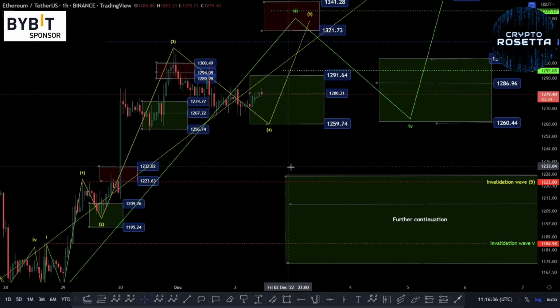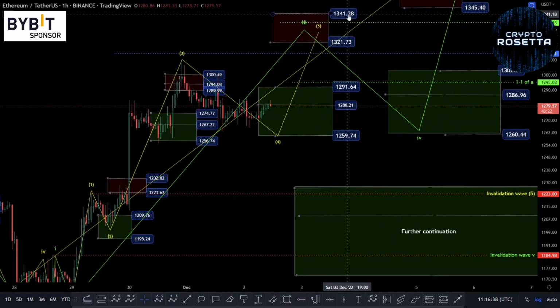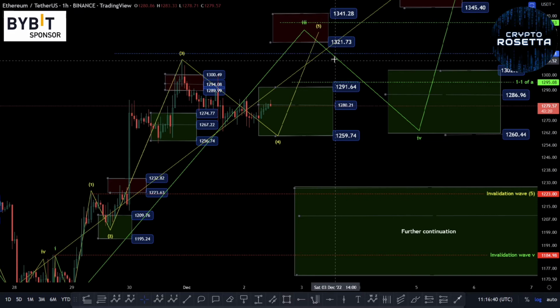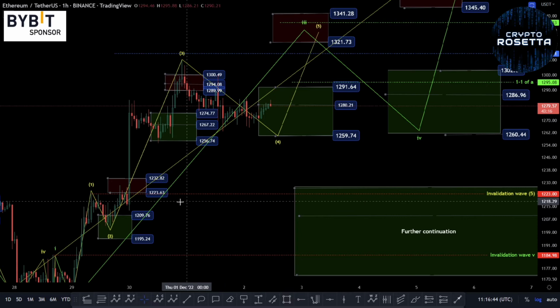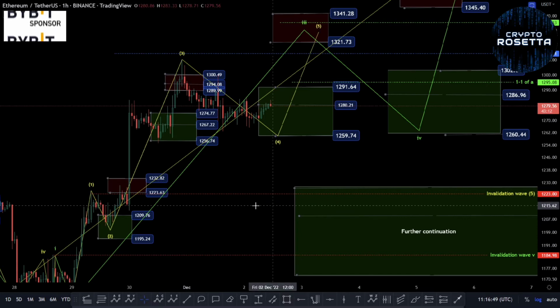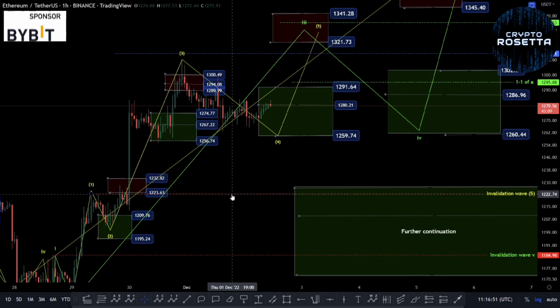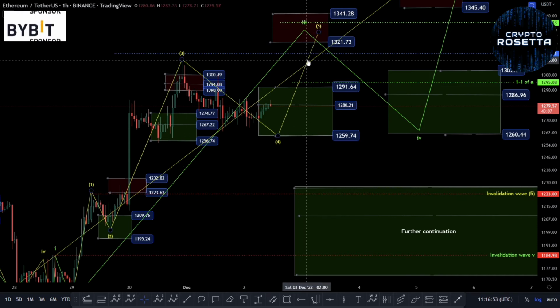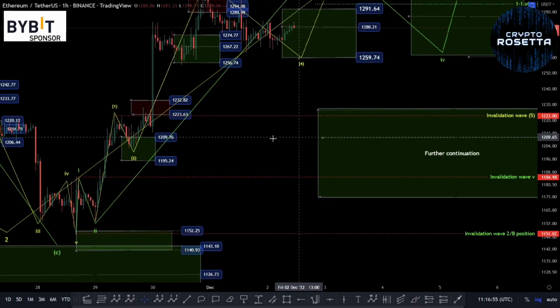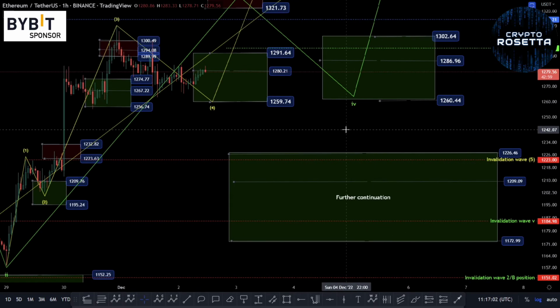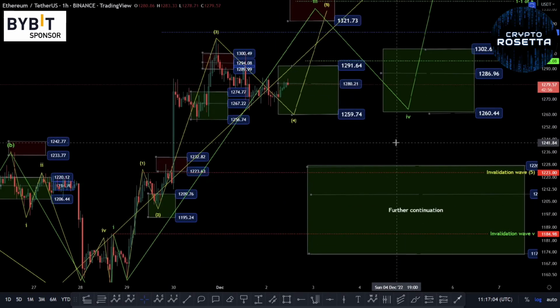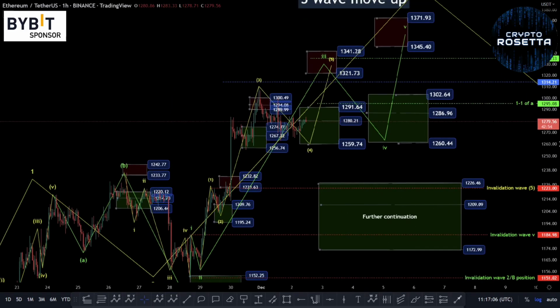So this move up here to this 1,341 and this 1,321 area would be invalidated by crossing below this 1,223 area. Moving below that area would invalidate this fifth wave to the upside. And then this green fifth wave would be invalidated by dropping below this 1,184 area. So that's what we're looking at within this option.